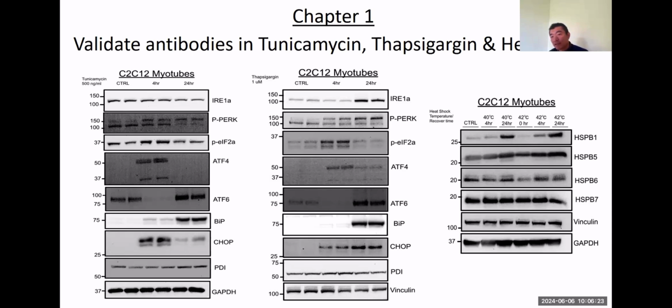But how about 5, 6, 7? It might be that they're not supposed to increase to the same level. It's just important for you to be aware of why HSP7 doesn't increase, because someone could ask you, have you validated the antibody, or are you just losing it?